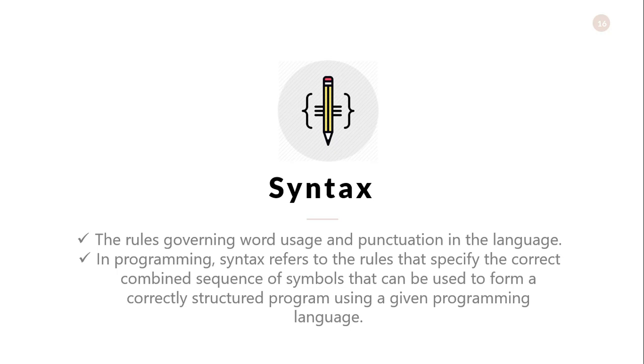Syntax: the rules governing word usage and punctuation in the language. Programming syntax contains strings similar to words, much like a human language. Correctly formed syntax strings produce syntactically correct sentences within a specified programming language. In programming, syntax refers to the rules that specify the correct combined sequence of symbols that can be used to form a correctly structured program using a given programming language. Programmers communicate with computers through the correctly structured syntax, semantics, and grammar of a programming language.